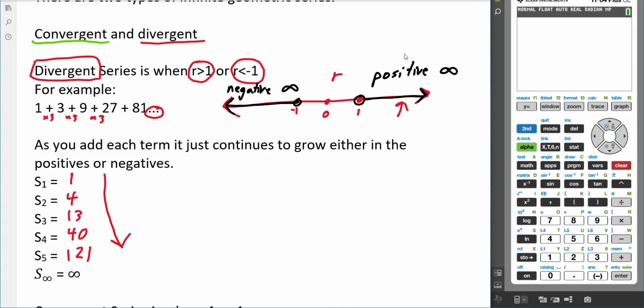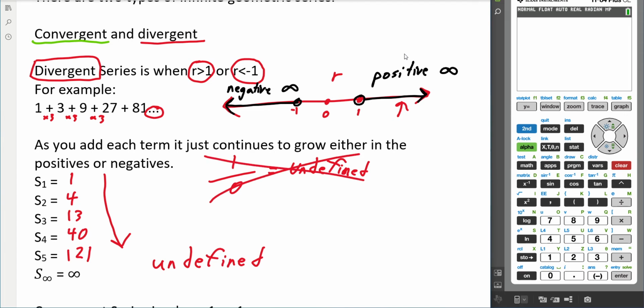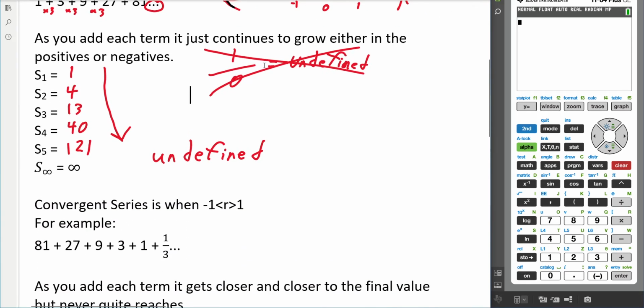We actually don't talk about infinity too much in this course, so what we say instead is that it is undefined. Kind of like if you divide by 0, this is undefined. It's the same sort of idea. We don't like it. It'll get you an error in your calculator because it just gets so big so fast.